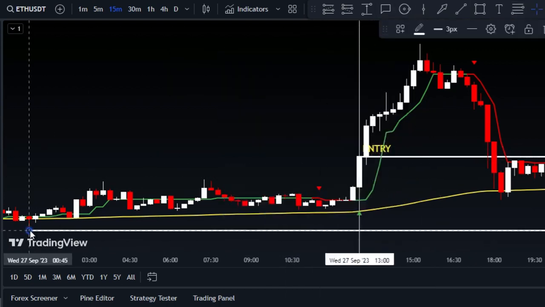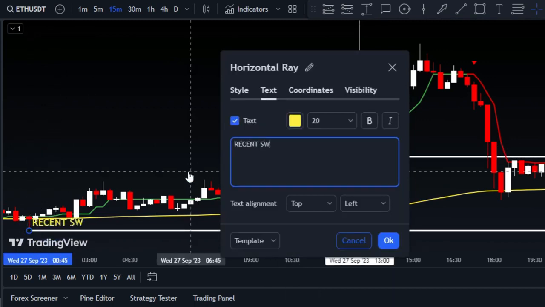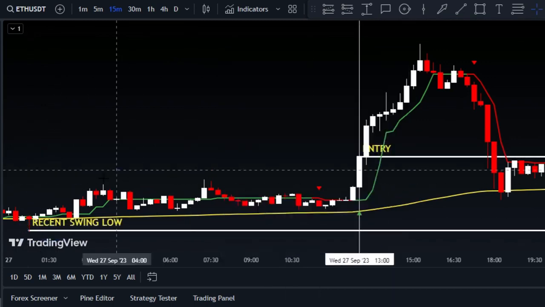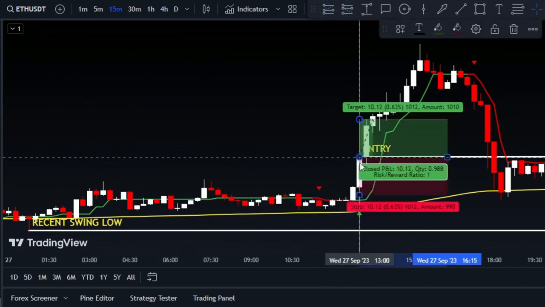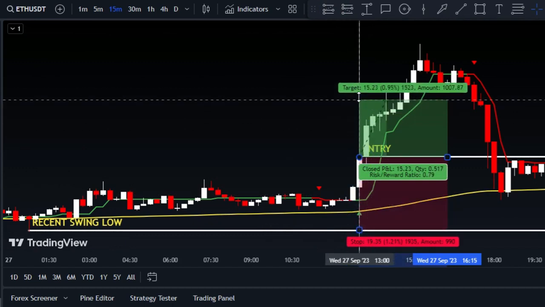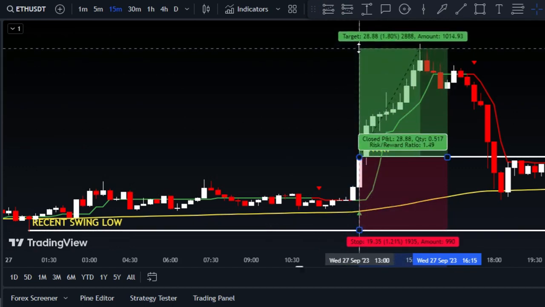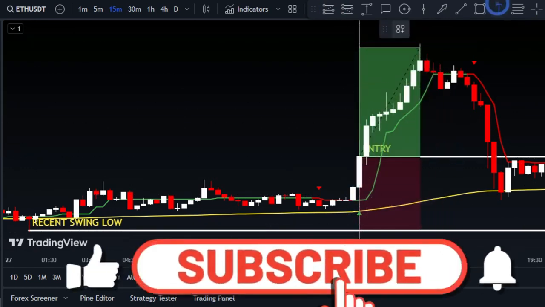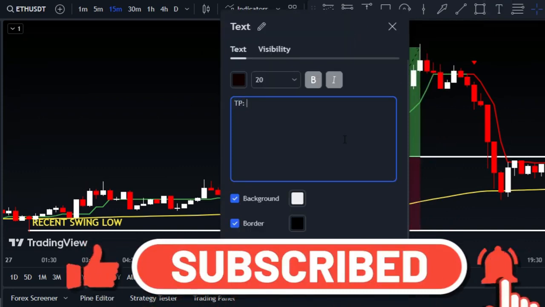And when it comes to setting your stop loss, consider using the recent swing of the market. And for exiting a trade in profit, target at least a 1 to 1.5 risk to reward ratio for your initial target.